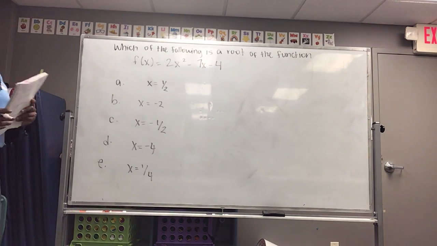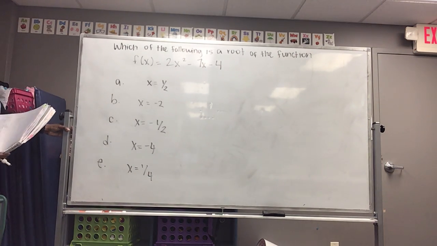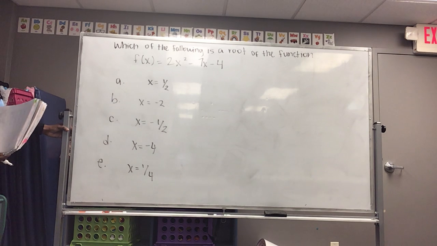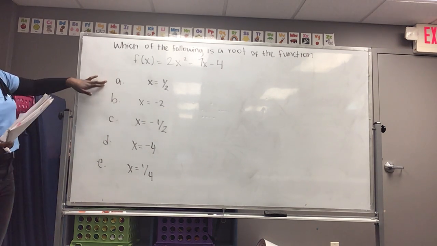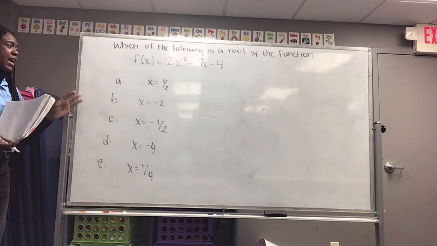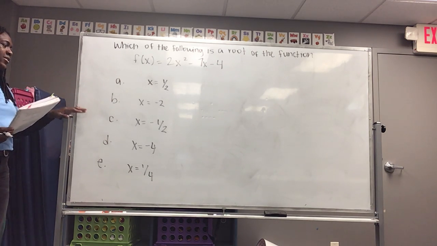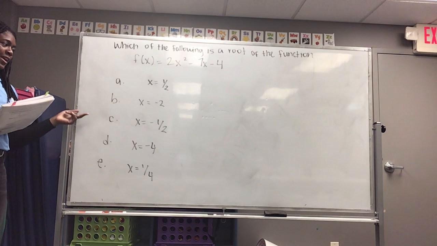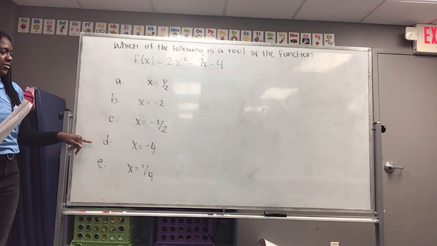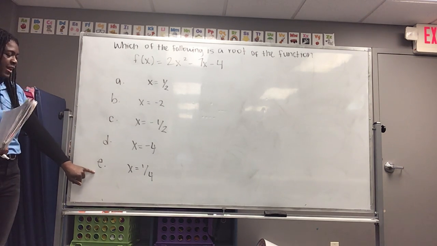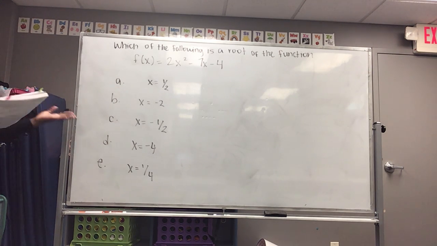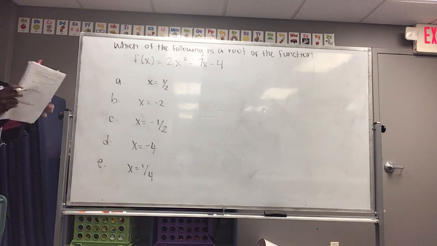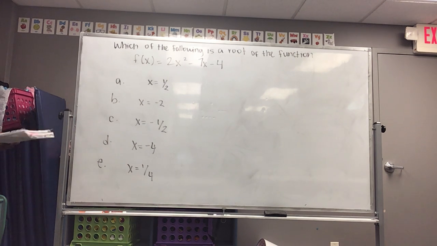Okay, so the question is, which of the following is a root of the function f of x equals 2x squared minus 7x minus 4? My answer choice A is x equals 1/2, B is x equals -2, C is x equals -1/2, D is x equals -4, and then E is x equals 1/4. So I'll have you guys solve this. You can graph it in your calculator if you want, or you can do it by hand, and then choose an answer choice option, and then we'll talk about it.